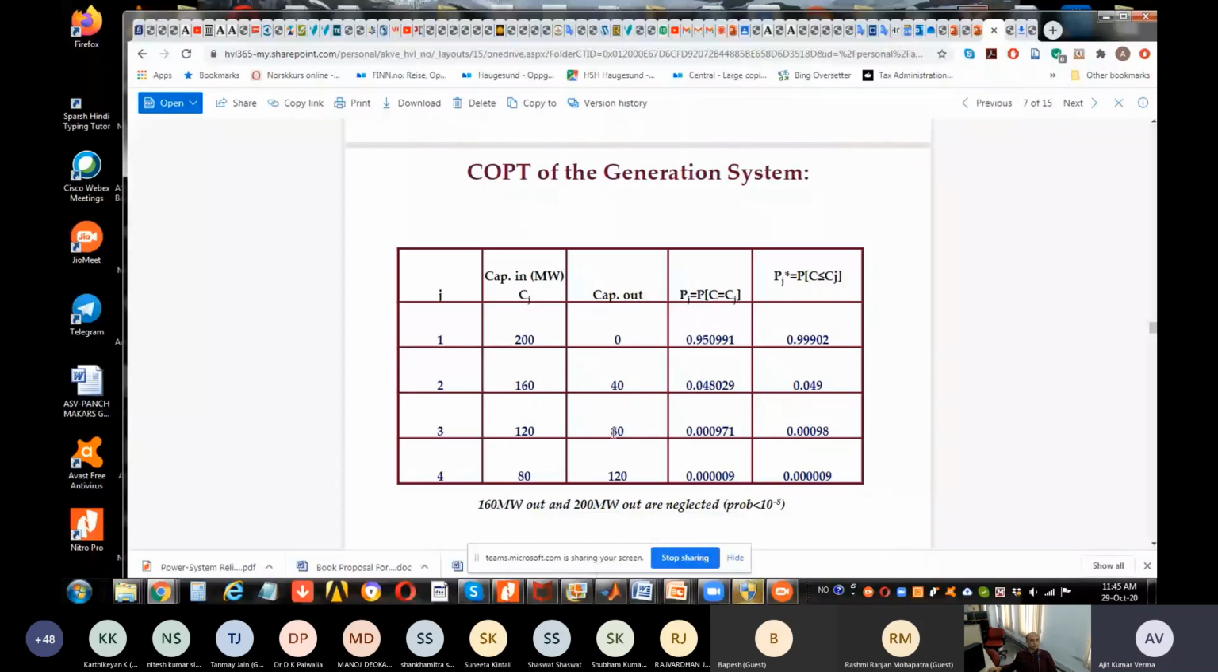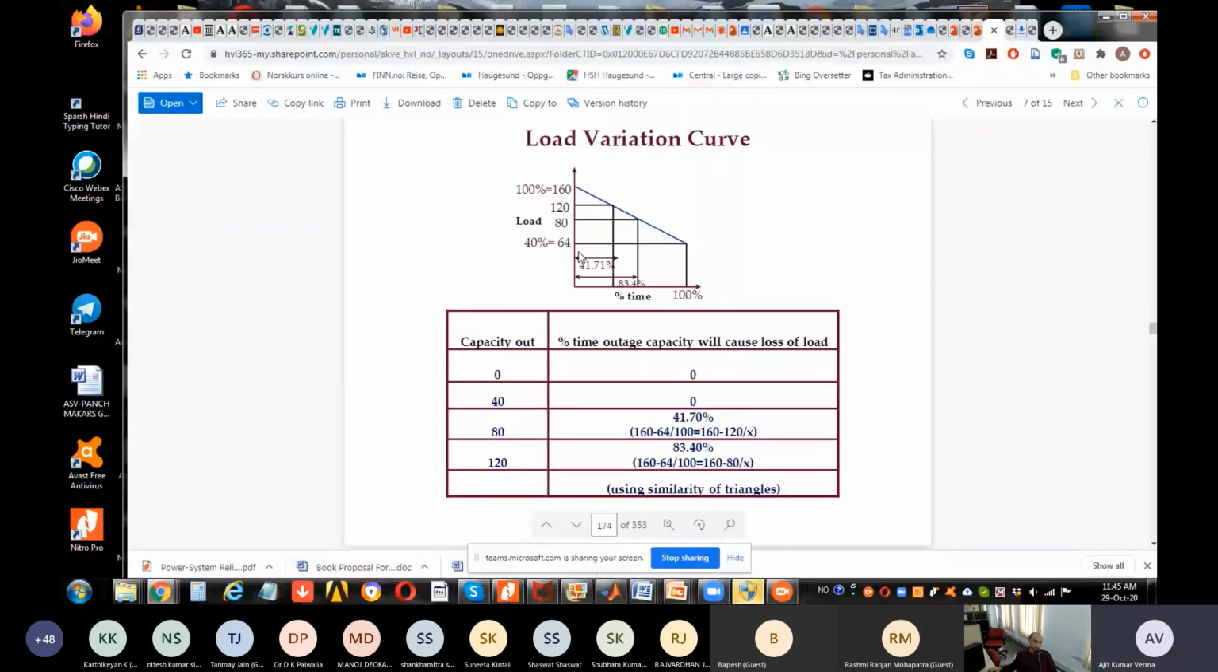Okay, so because you have capacity states of 80, let's look at 80, for example. So how long is the load greater than 80? That means it varies between 80 to 160. If the capacity is 80 and the load is in between 80 to 160, there'll be outage. There'll be no load which will be serviced. So according to this linear expression, the expression of a straight line, you can calculate this. This comes out to be 83.4%. Like this, when you have a state of 120, it would be 41.7%.